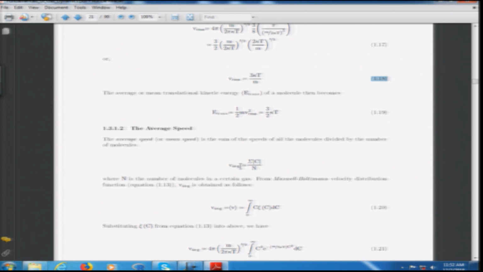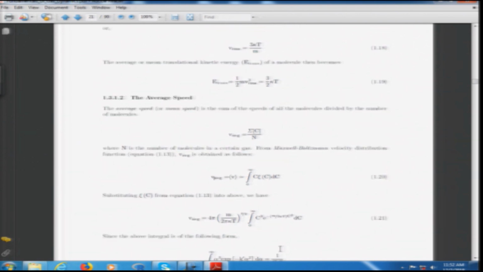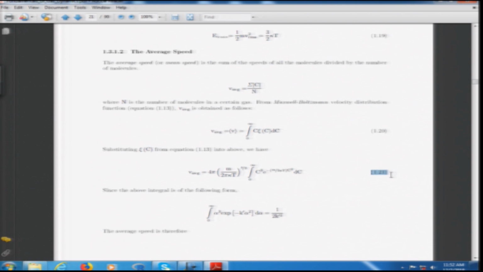Now, this is written as V average is equal to sigma, that is the addition of all the molecules' speeds, divided by the number of molecules n. Again, using the Maxwell-Boltzmann velocity distribution, this can be evaluated from the gas kinetics. V average is equal to the ensemble average, which is 0 to infinity c xi c dc. When you substitute back the xi c, we get an expression, that is equation number 1.21.